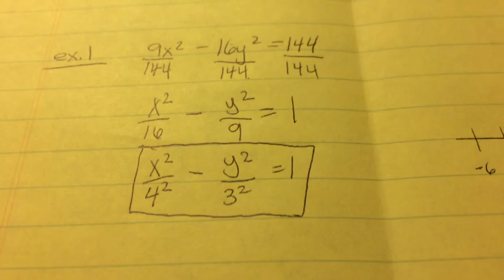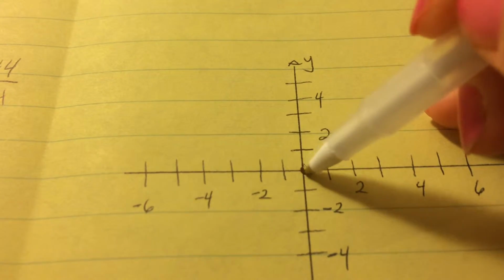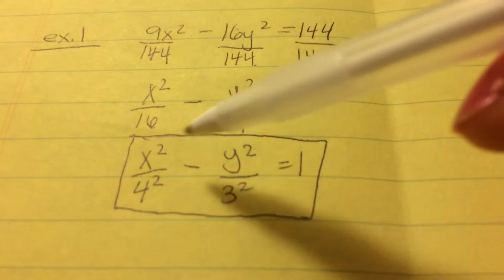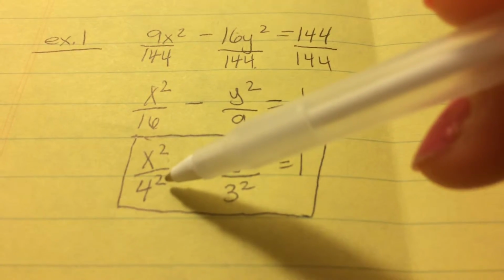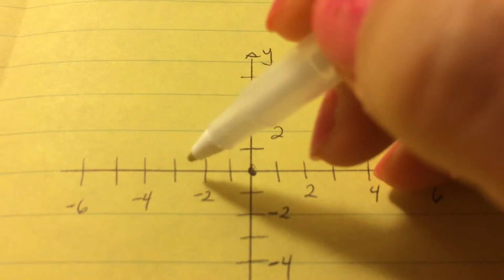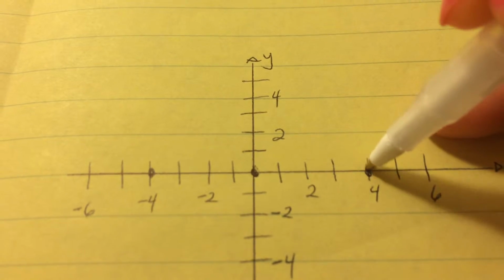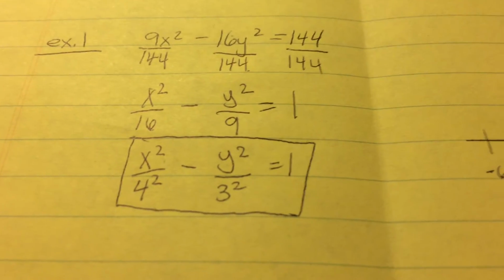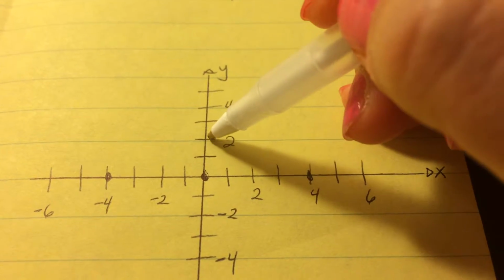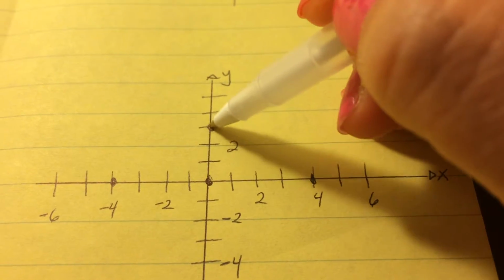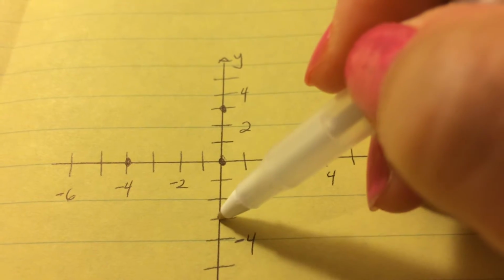So our center is obviously 0, 0. And then on the x-axis, we're going to go out to 4 on the left and also to the right. So out to the 4, to the left, and to the right. And then for the y-axis, we're going to go 3. So we're going to go up 3, so 2, 3, and then down 3, 2, 3.